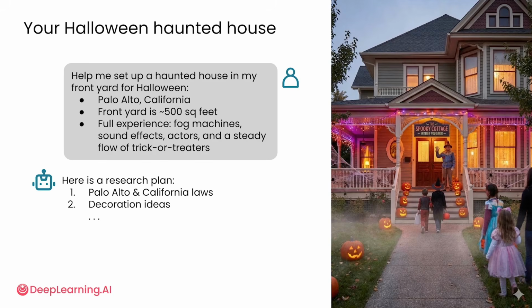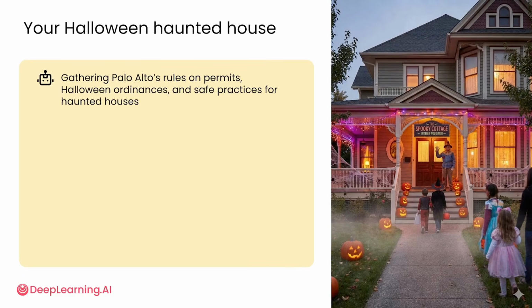Many systems would give you an opportunity to approve or potentially edit the research plan, and if you're happy with it, I'll often launch the research plan without updating it unless I see something that just looks really wrong. It will then go ahead and start to do online searches. So in this example, it starts by gathering Palo Alto's rules on permits, Halloween ordinances, and so on.